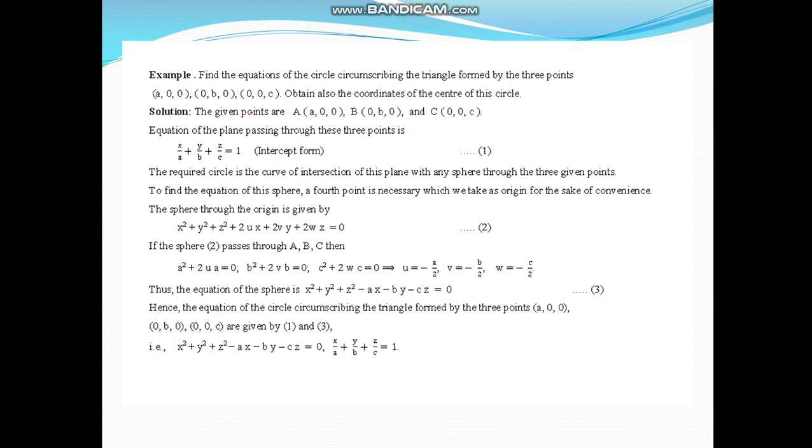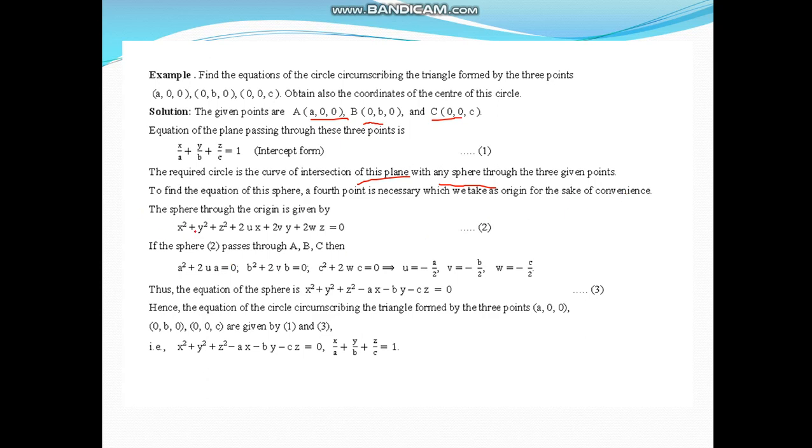Then next, find the equation of the circle circumscribing the triangle formed by 3 points, and also find the coordinates of the center of the circle. The given points are this, this and this. So the equation of the plane passing through these 3 points is in intercept form. The required circle is the curve of intersection of this plane with any sphere through the 3 given points. So first find the equation of the sphere. A fourth point is necessary, which we take as the origin for convenience.